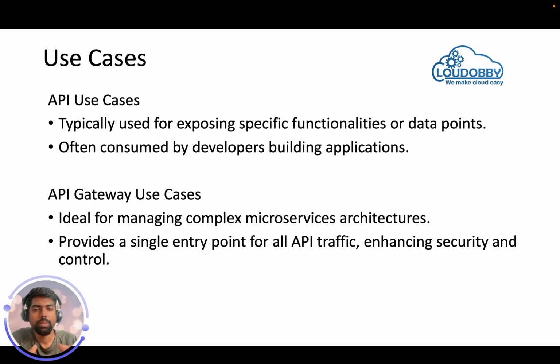An API is typically used for exposing certain functionalities of your application or data points, often consumed by developers building applications. So it's very clear. If you are developing an application and you want to get functionality of another application, you use the API to develop it. So that's what they have done. Whereas API gateway is ideal for managing complex microservices architecture.